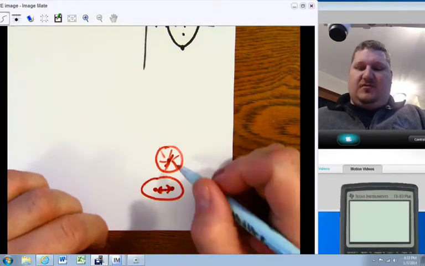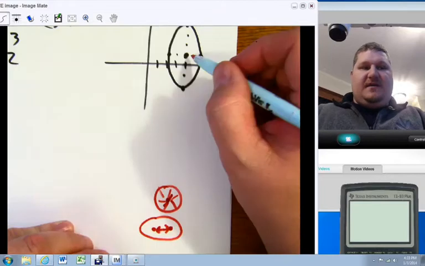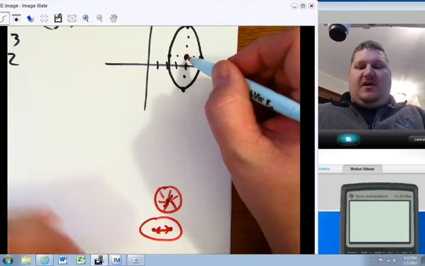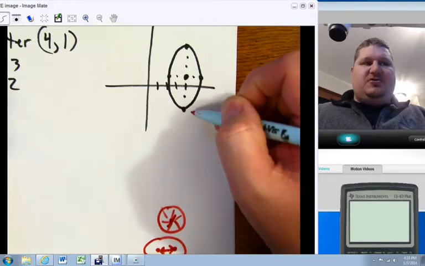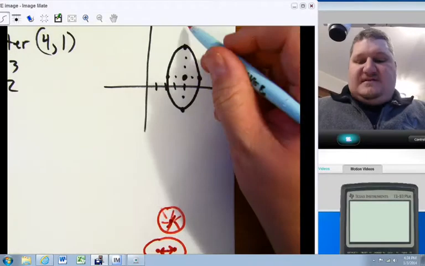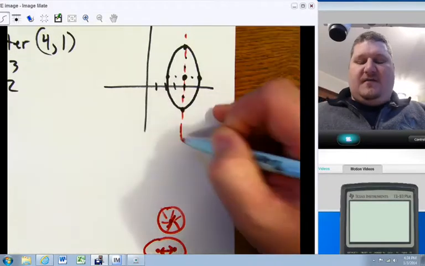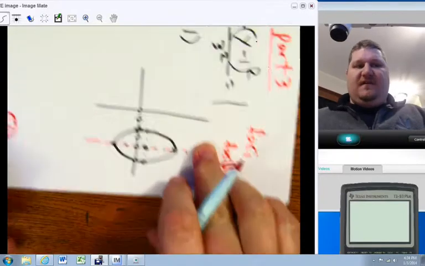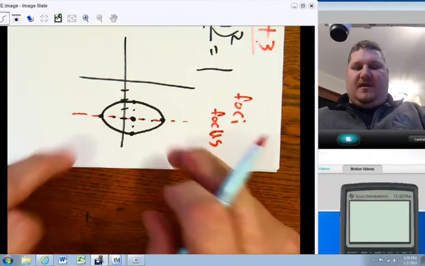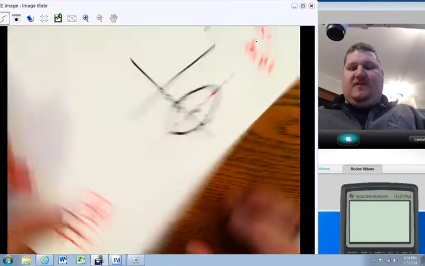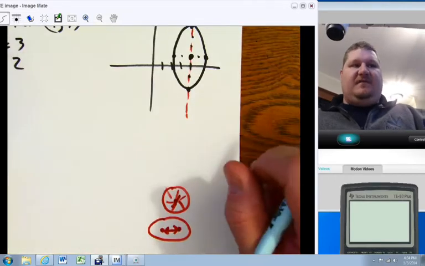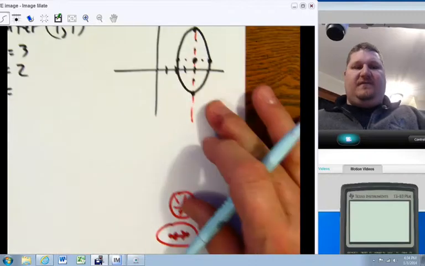So not only do we have a center in an ellipse, we also have these two other points that are going to be located along the major axis somewhere. Somewhere on this line are going to be the foci. Now, if it were longer in this direction, it of course would be located on the horizontal major axis. Since our ellipse happens to be vertical, our foci are going to be on this vertical.